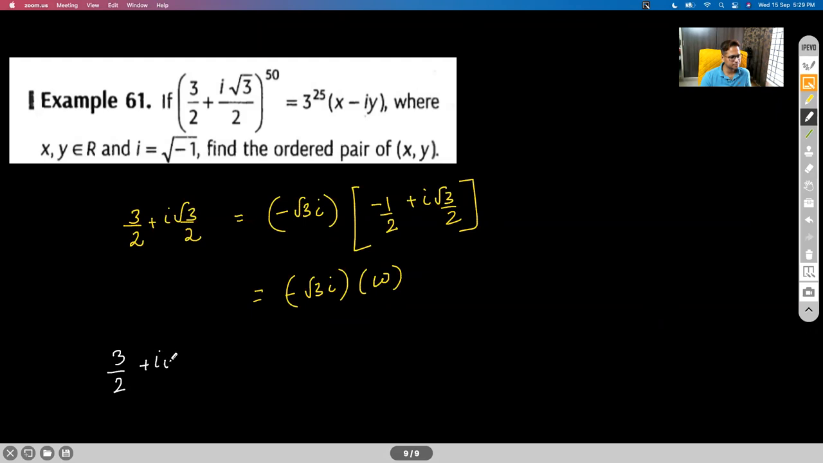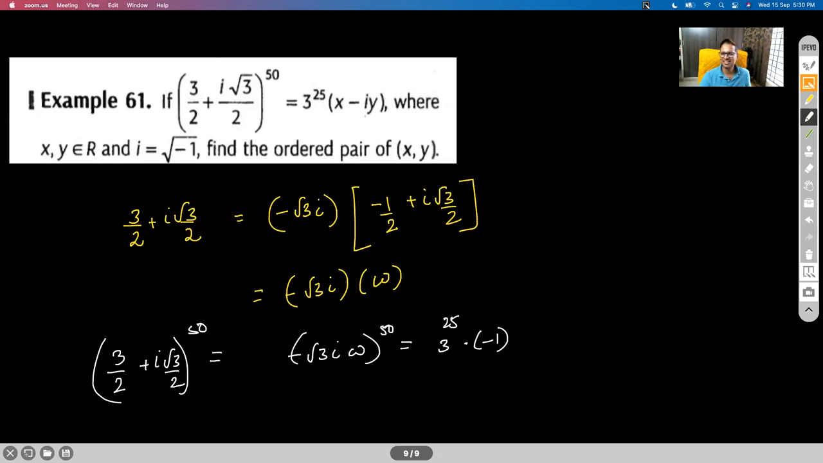So when I raise this to the power of 50, it is as good as raising this to the power of 50. The minus sign will become irrelevant when you're raising it to an even number power. So this will become 3 to the power 25. i to the power 50, if I'm not mistaken, is minus 1. Isn't it? 50 is of the nature 4n plus 2, so i to the power 4n plus 2 is normally a minus 1. And omega to the power 50 is omega to the power 48 into omega square. Omega to the power 48 will anyway be a 1, because 48 is a multiple of 3.